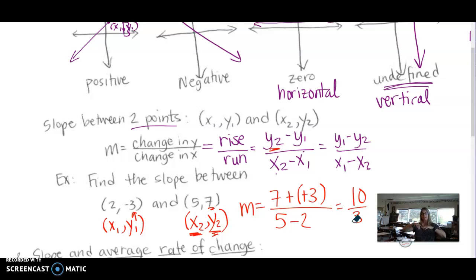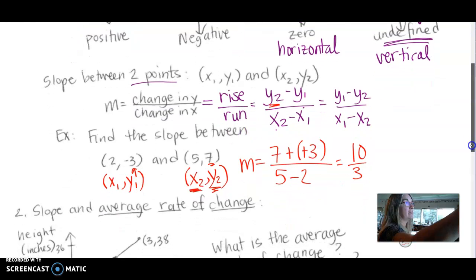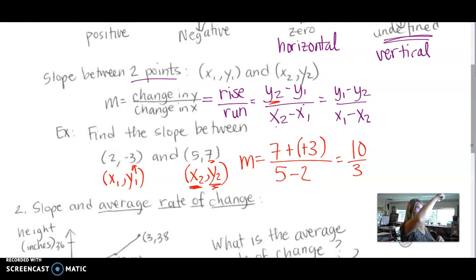What it means is every time you move over 1 in the x direction, the y values are going up 3 1/3 units. Another way to think of it is if you went up 10 units, you would go over 3 units in the x direction.